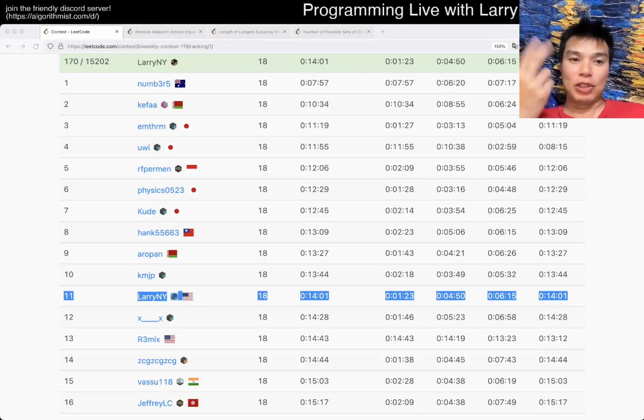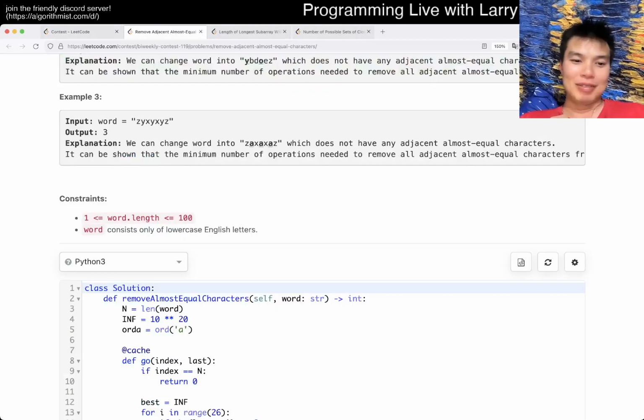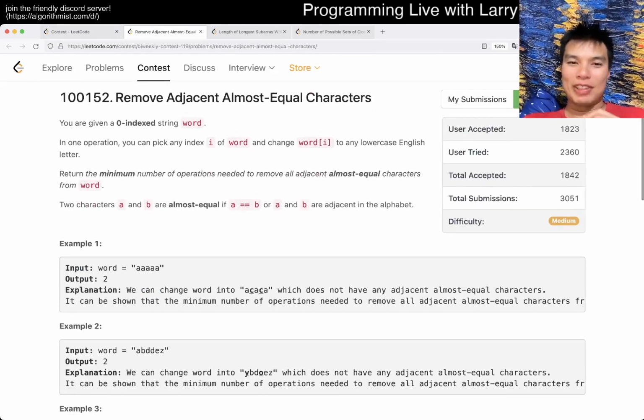This is me going with Q2 of the bi-weekly contest 119. Oops, we move adjacent almost equal characters.